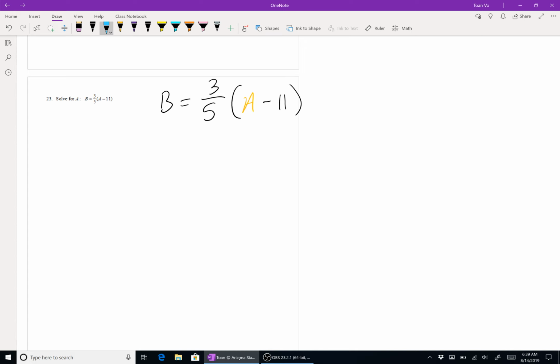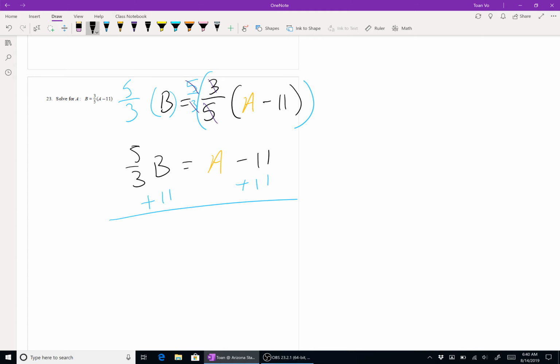Hopefully you guys remember from Algebra 1, to get rid of a fractional coefficient, you multiply by the reciprocal. So I'm going to multiply both sides by 5/3. Because when you do that, the 5 cancels out, the 3 cancels out. So you're left with 5/3 b equals a minus 11. That a is highlighted. And then to get rid of the minus 11, you go ahead and add 11 to both sides. A is by itself, so that's our answer.